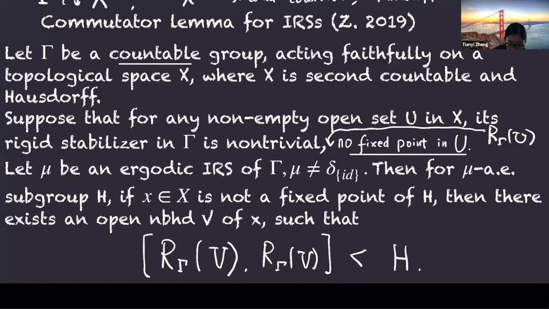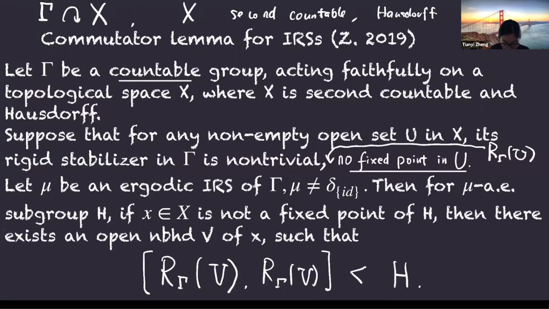So this lemma is useful in classifying IRSs. Step one is to figure out what can possibly be a fixed point set of H. So you look at the action of gamma on the space X and consider its invariant measures on closed subsets of X. These can be thought of as possible fixed point sets. Once you have chosen your distribution of the fixed points, then this lemma tells you that if the assumptions are satisfied, there is not much freedom in what remains: it has to contain these derived subgroups of rigid stabilizers in the part that is not fixed. So this is how it can be used to classify IRSs.